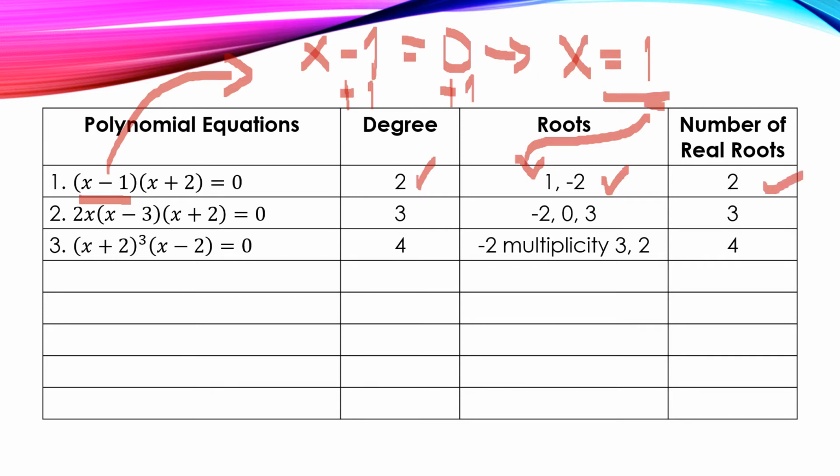Okay? Next, for number 3. So as you can see here, naka-factored form siya. So 2x, and then you have x minus 3. Okay, 2x, and then you have x minus 3, and then x plus 2. So you have a total of 3 factors.